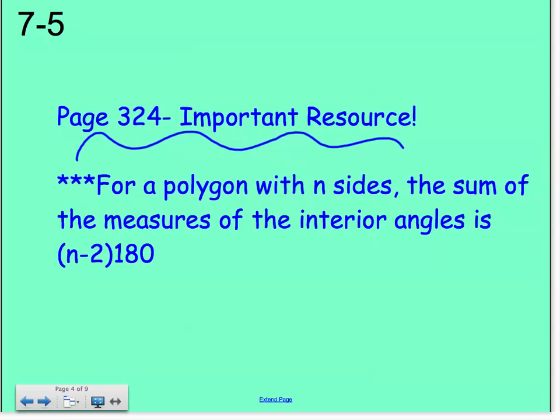Big star by it. Alright, for a polygon with n sides, the sum of the measures of the interior angles is n minus 2 times 180 degrees. Note that that's an important formula that you'll need to know for your test. It's also a formula you'll need to know how to manipulate. So you'll be practicing some of those today in your assignment.